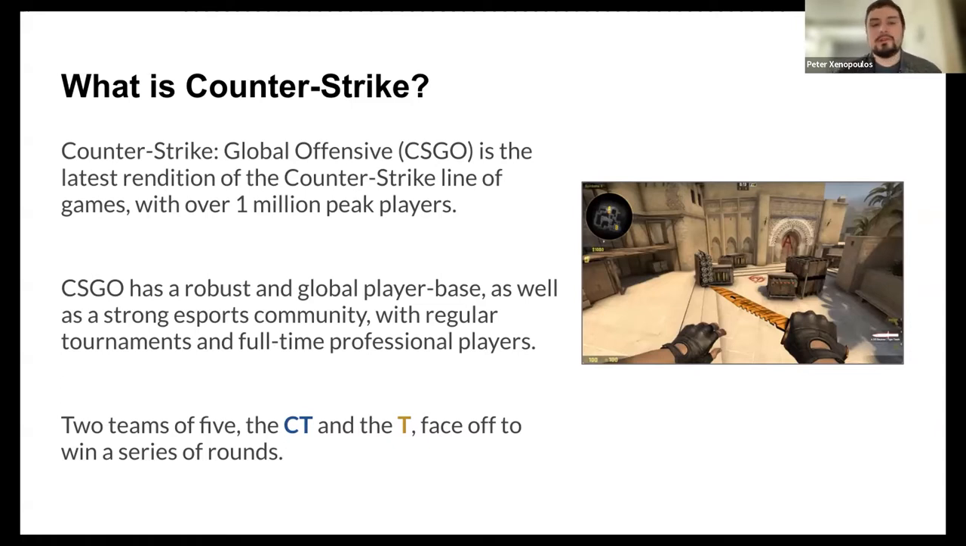And if you're unfamiliar with Counter-Strike, the long story short is that it's a 5v5 FPS game, and there's two sides, the CT, blue, and the T, which is orange. And the goal is to win a series of rounds.